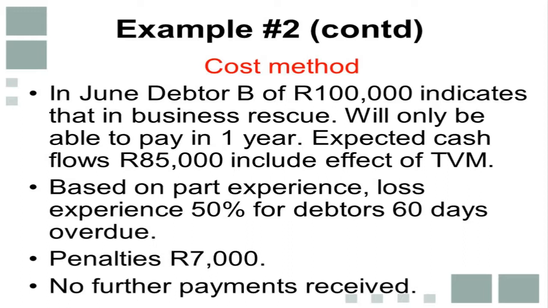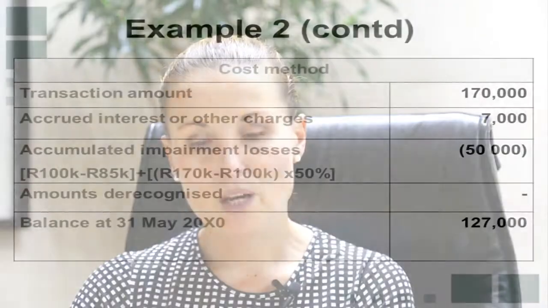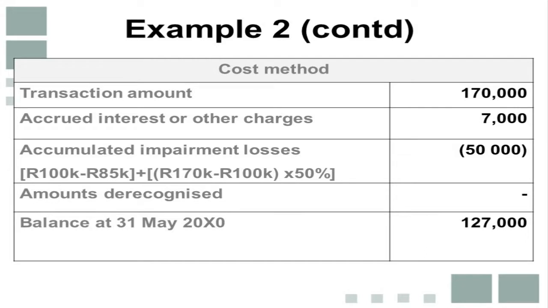Because of the delayed payment, you're still charging penalties, so assume another 7,000 that we're going to add, and that there's no further cash that you have received in settlement. So the transaction amount carried over from the previous month is 170,000. We would accrue interest and other charges of 7. We're going to deduct an impairment loss of 50,000, which is going to be the 15,000 for the individually significant debtor, which is 100,000 less 85 that we think we're going to collect.